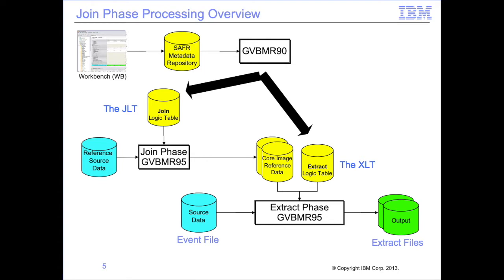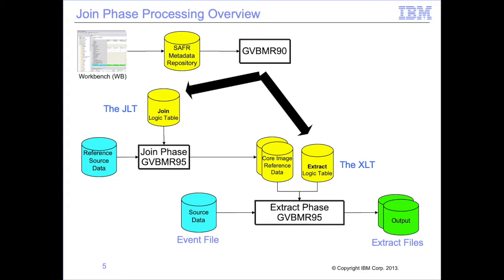GenevaERS generates two logic tables, one for use in the extract phase, called the XLT for extract phase logic table. This logic table contains the views selected for processing from the SAFR metadata repository. We've analyzed XLT logic tables in prior modules. When lookups are required, GenevaERS also generates a join logic table called a JLT. This logic table contains artificially generated views used to pre-process the reference data. These views are never stored in the SAFR metadata repository and are regenerated every time GenevaERS is run.